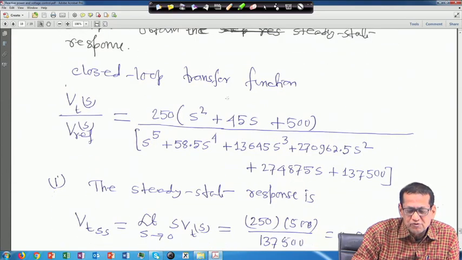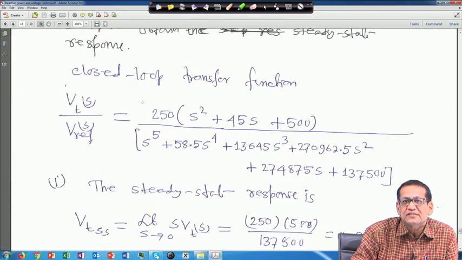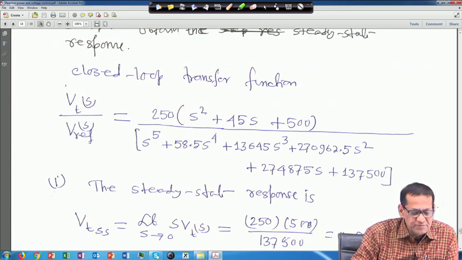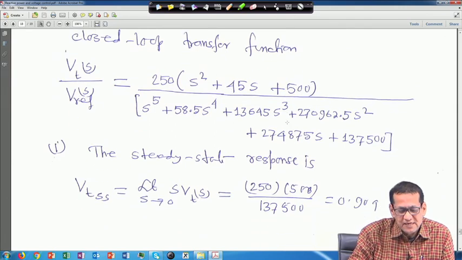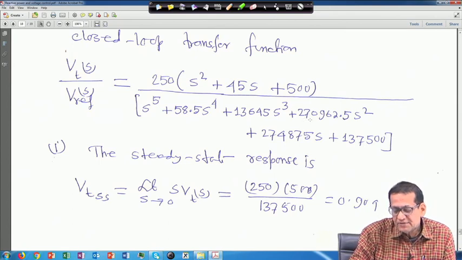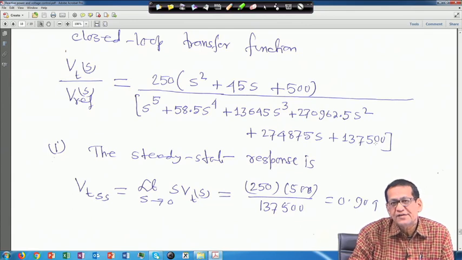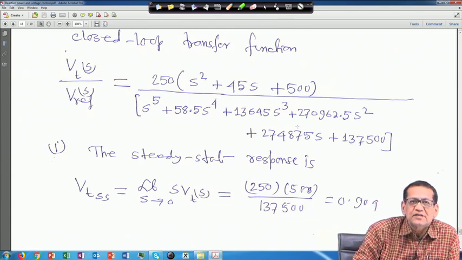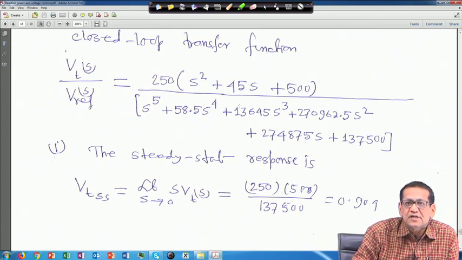When you find the closed loop transfer function of the system in figure 3, you will find Vt upon V reference is equal to 250 into s square plus 45 s plus 500, divided by s to the power 5 plus 58.5 s to the power 4 plus 13,645 s cube plus 270,962.5 s square plus 274,875 s plus 137,500. This is the transfer function after substituting all the values.